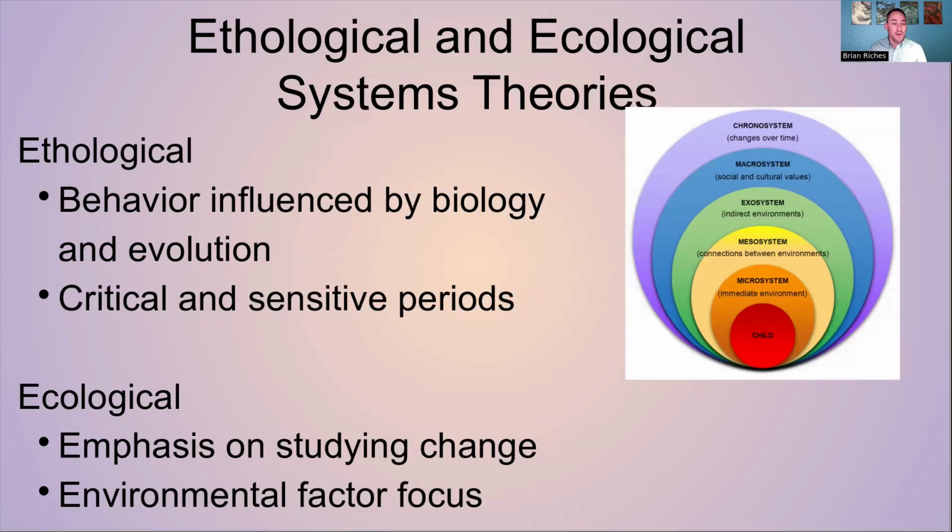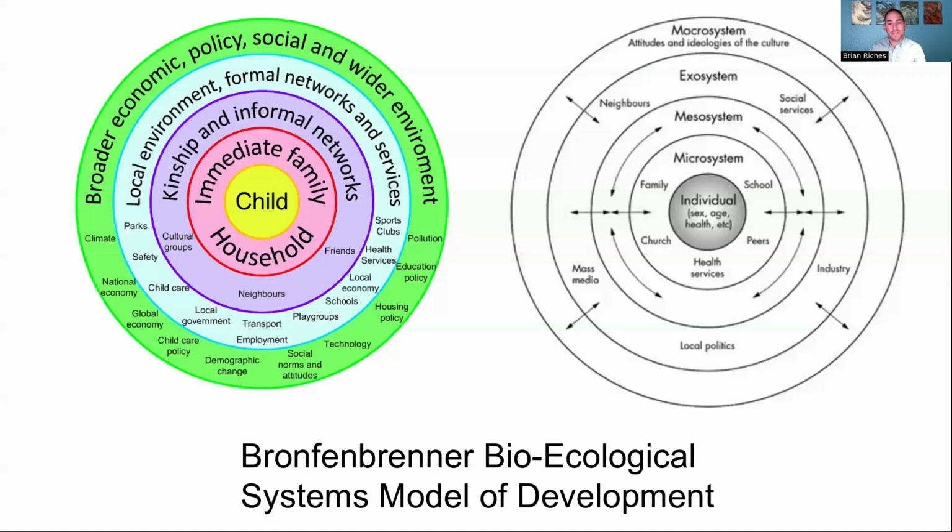So ecological focuses on studying the change and specifically around with the environment. So this is looking at systems around people, how they influence a person, how the person influences them. So one of the theories that we've shown already is Bronfenbrenner's bioecological systems model.